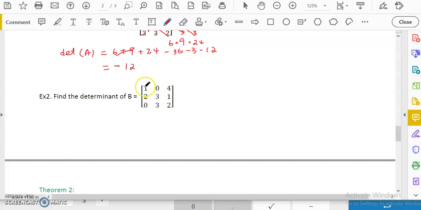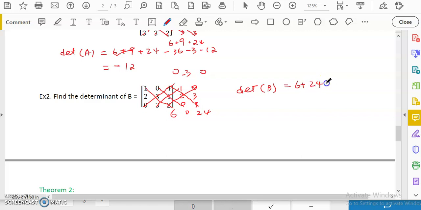Okay, we do the same because it's 3 by 3. Only if it's 3 by 3 can you use the diagonal trick. So 1, 2, 0, 0, 3, 3. Main diagonal 6. Main diagonal 0. Main diagonal 8 times 3, 24. Then off diagonal 3, negative 3, and this one also 0. So the determinant of B equals 6 plus 24 minus 3. So 30 minus 3 is equal to 27. And I checked the answer, it should be right.